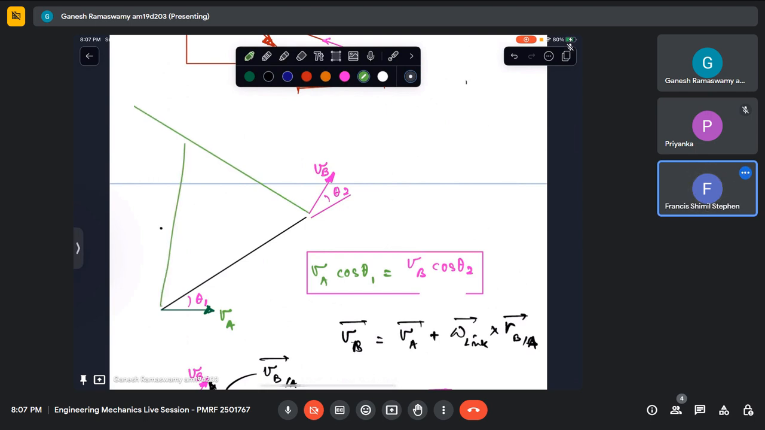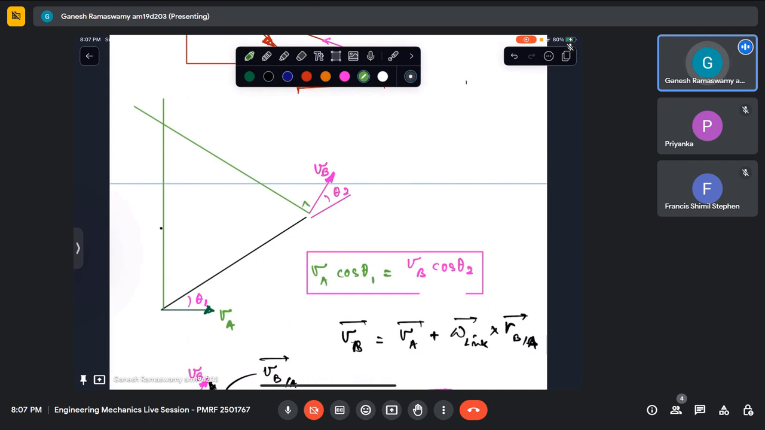That is up to you. If you are able to find that out, well and good. It might not be straightforward in all questions. If you can find this point by geometry, nothing like it. Then this is RA with respect to ICR. You just need to divide VA by RA, and you will get the angular velocity. But that is provided you are able to locate this point easily. If you are able to do that, by all means, you can do that.